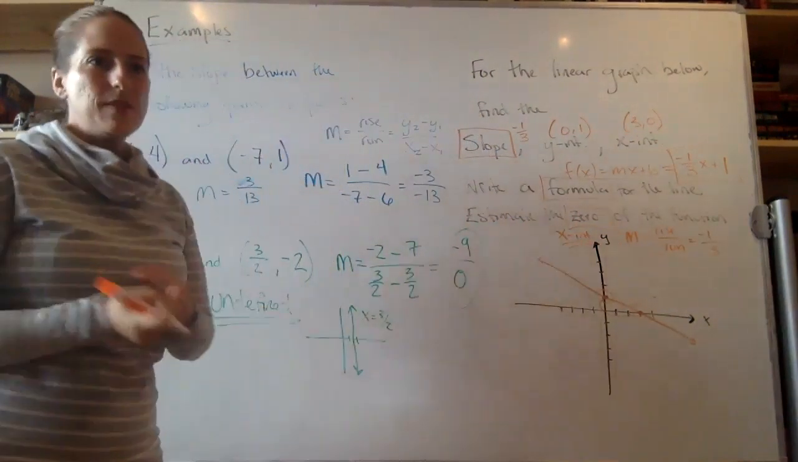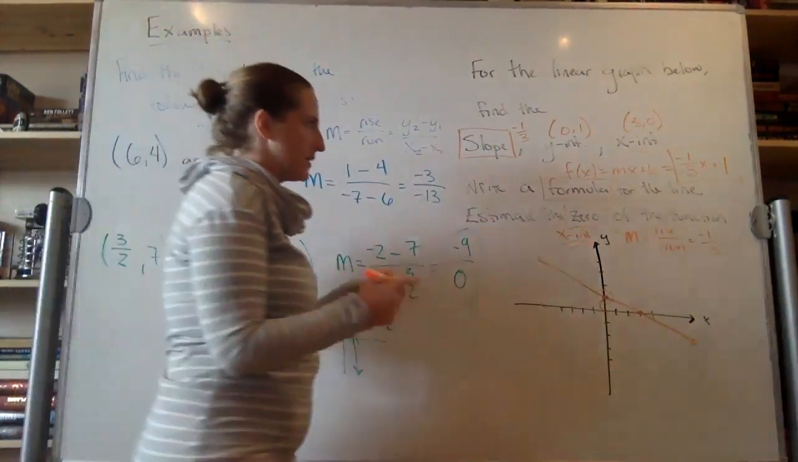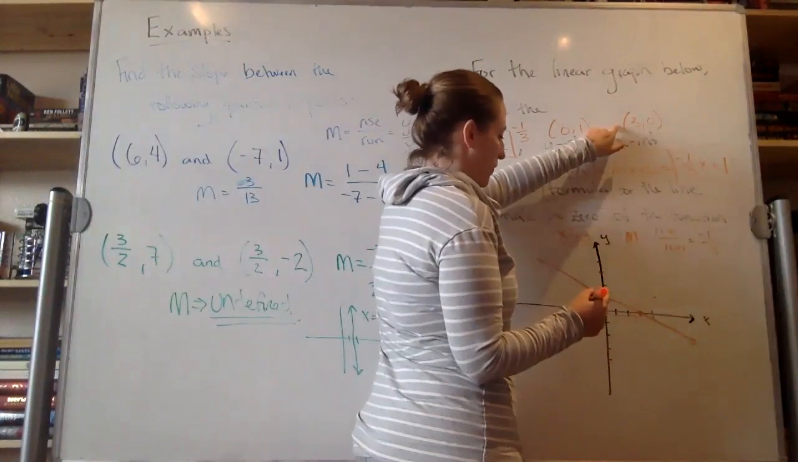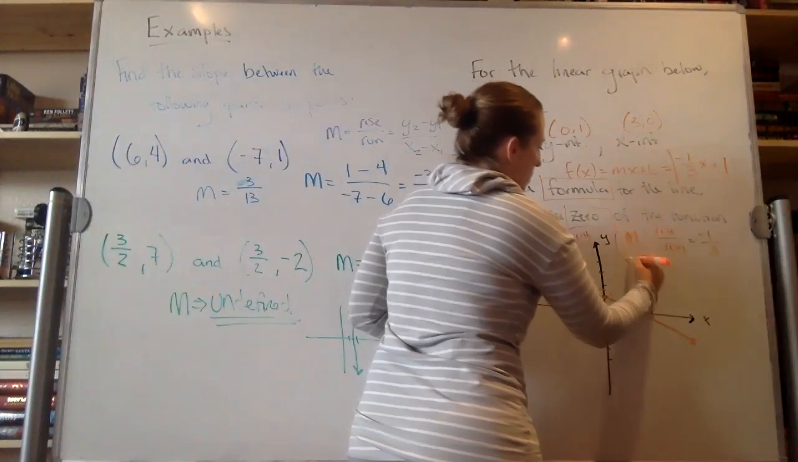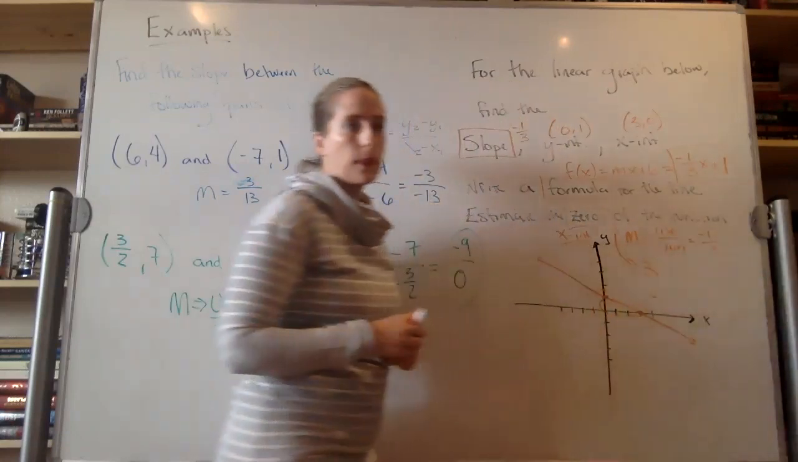We don't even need to estimate the 0, right? We know exactly what it is. Our 0, our x-intercept, is at 3. So our 0 would be at 3, okay?